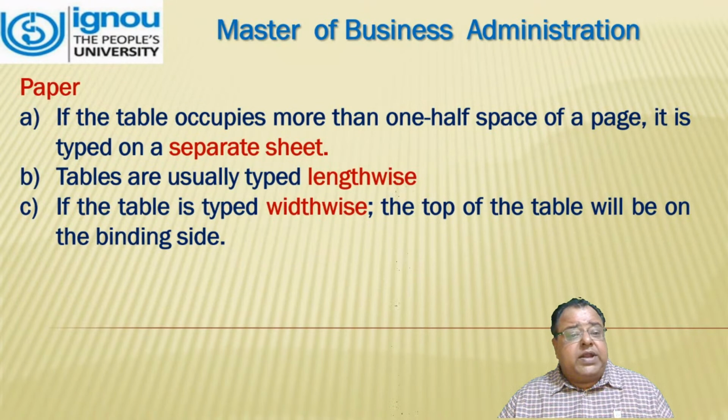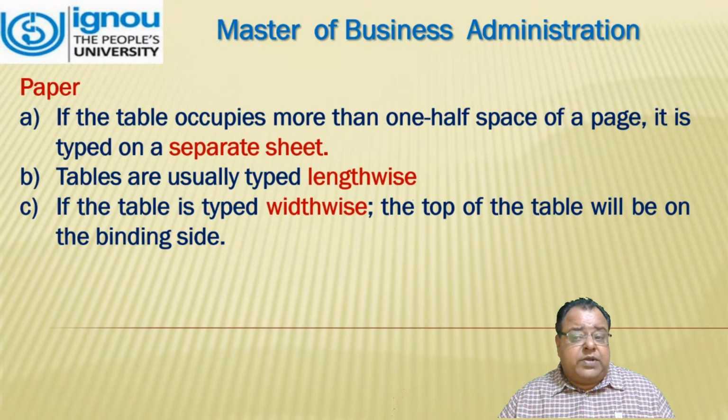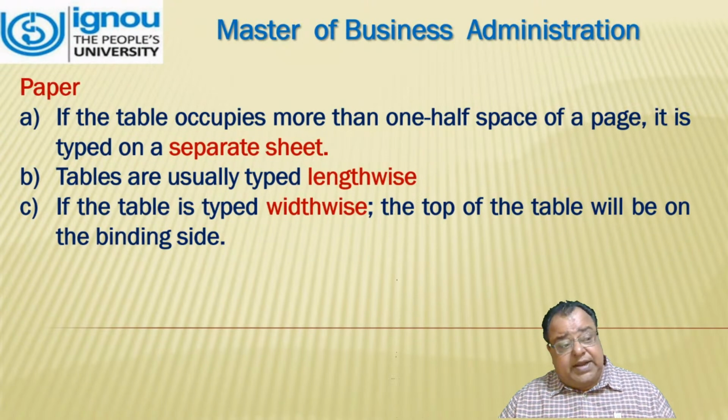Paper. If the table occupies more than one and a half spaces of the page, it is typed on a separate sheet. Tables are usually typed lengthwise. If the table is typed widthwise, the top of the table will be given on the binding inside.